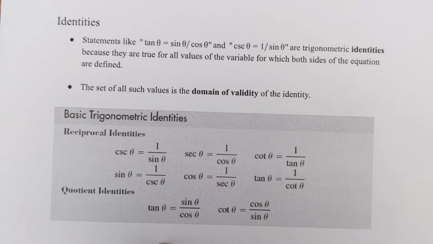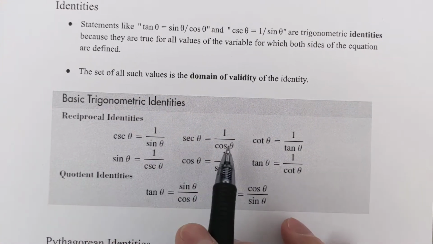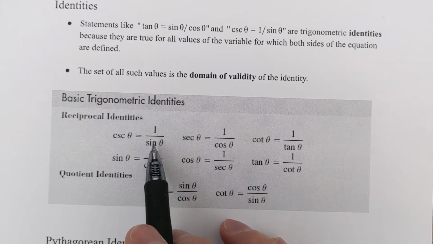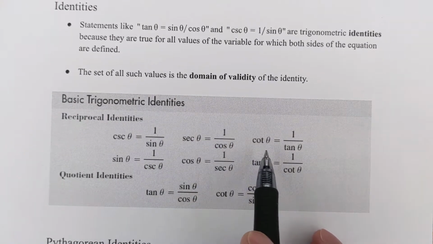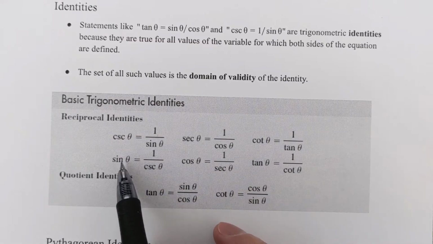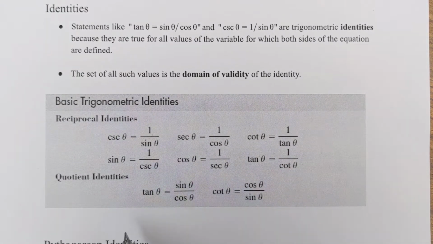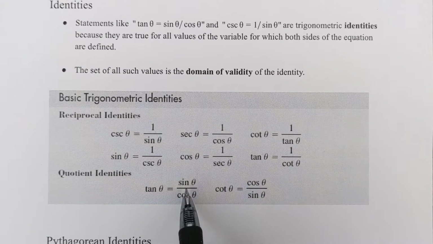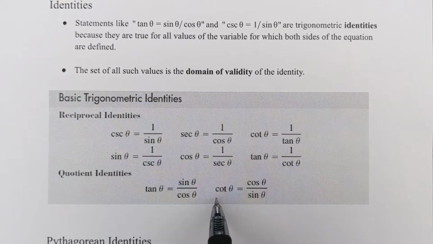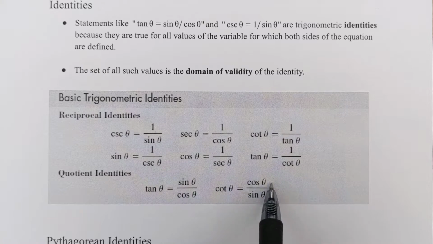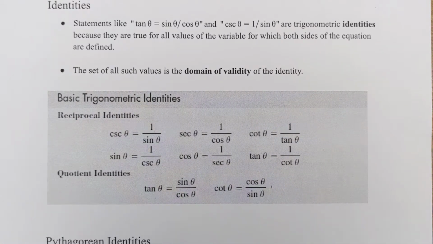So here are some basic identities. You have the reciprocal identities. Cosecant is the reciprocal of the sine, secant is the reciprocal of the cosine, cotangent is the reciprocal of the tangent, or vice versa. Down here, we've got the two quotient identities. The tangent is defined as sine divided by cosine, and the cotangent, since it is the reciprocal of the tangent, is cosine over sine.